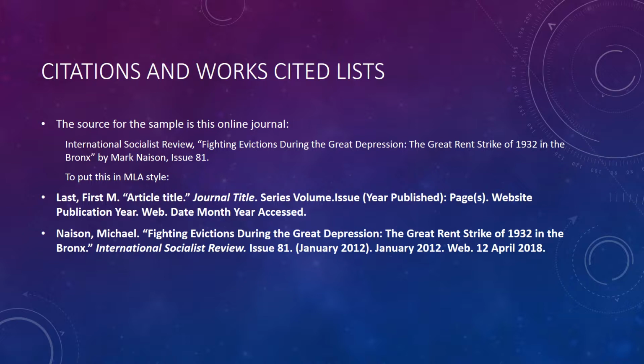Nason, Mark, "Fighting Evictions During the Great Depression, the Great Rent Strike of 1932 in the Bronx," in quotation marks. International Socialist Review, in italics, issue 81, which was printed on the page. That was a live link. I had to click on it to find out when that was published, and it was January 2012. So the website publication year and the article publication year were the same in this case, so I put January 2012 again. Then I wrote web to make sure that it's clear that it's from a website and not the paper version. And then April 12, 2018, the date I accessed it.